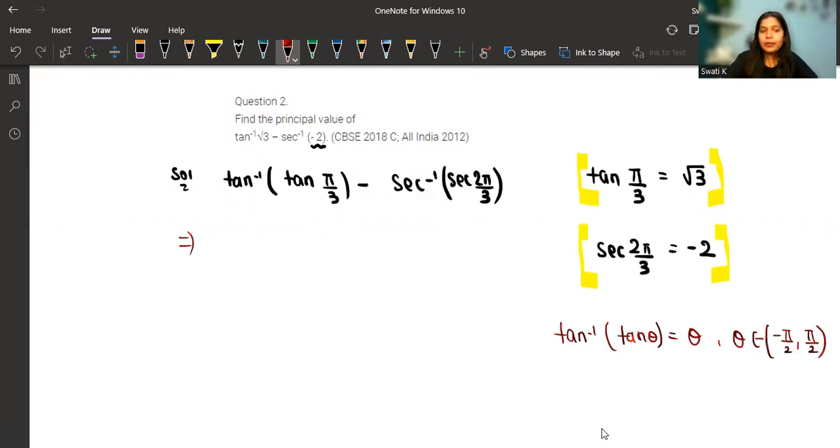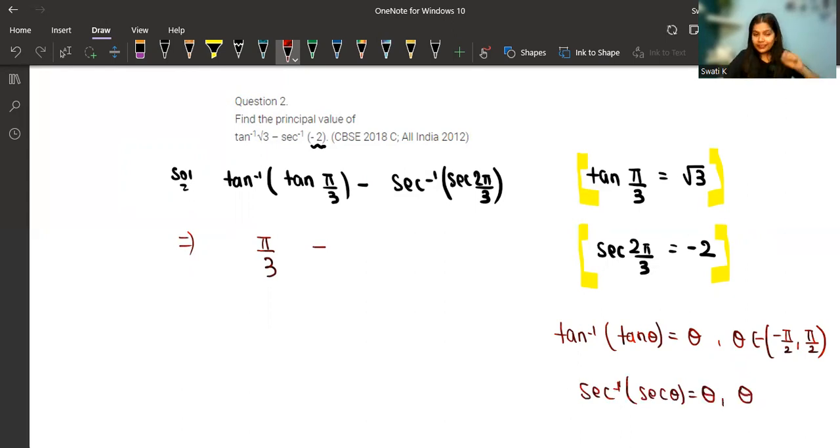So using this formula, tan inverse tan pi by 3 is pi by 3, because pi by 3 is in the range of minus pi by 2 to pi by 2. It is coming between minus pi by 2 and pi by 2. So using this formula, it is theta, which is pi by 3. Minus sec inverse sec theta. This is also sec inverse sec theta, the value is theta. What is the range of theta?